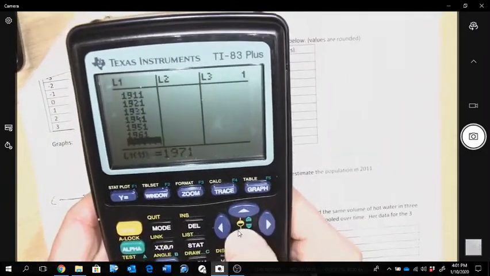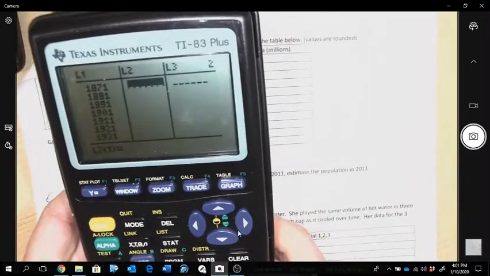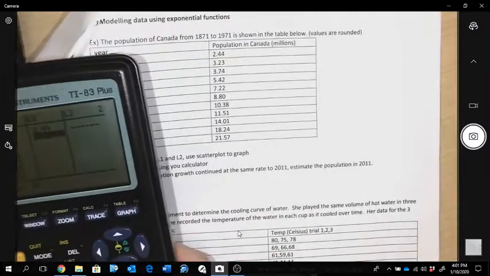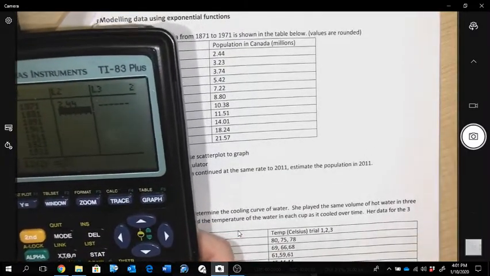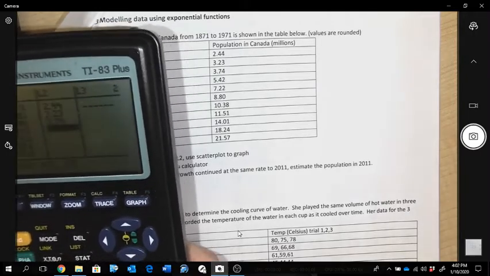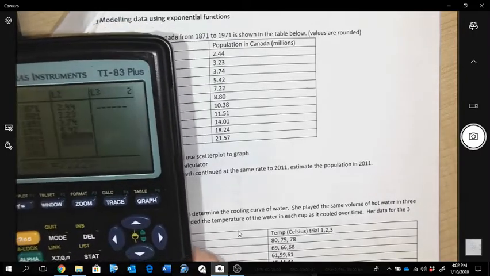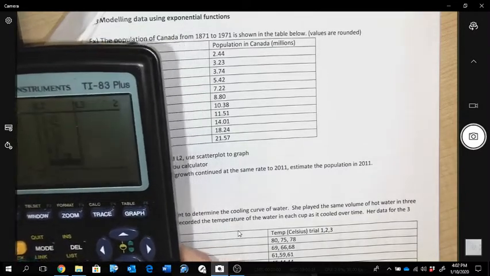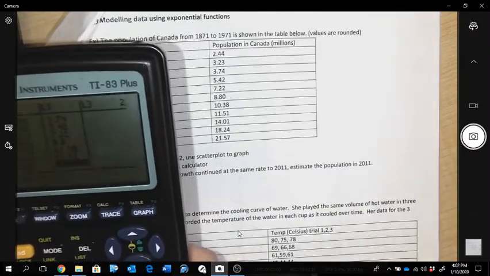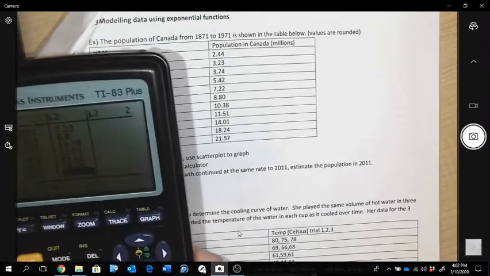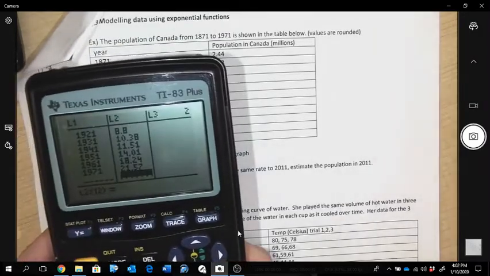So it's typed in. And then in L2, I'm going to write the population: 2.44, 3.23, 3.74, 5.42, 7.22, 8.8, 10.38, 11.51, 14.01, 18.24, and 21.57. Okay, so I got all my data typed in.